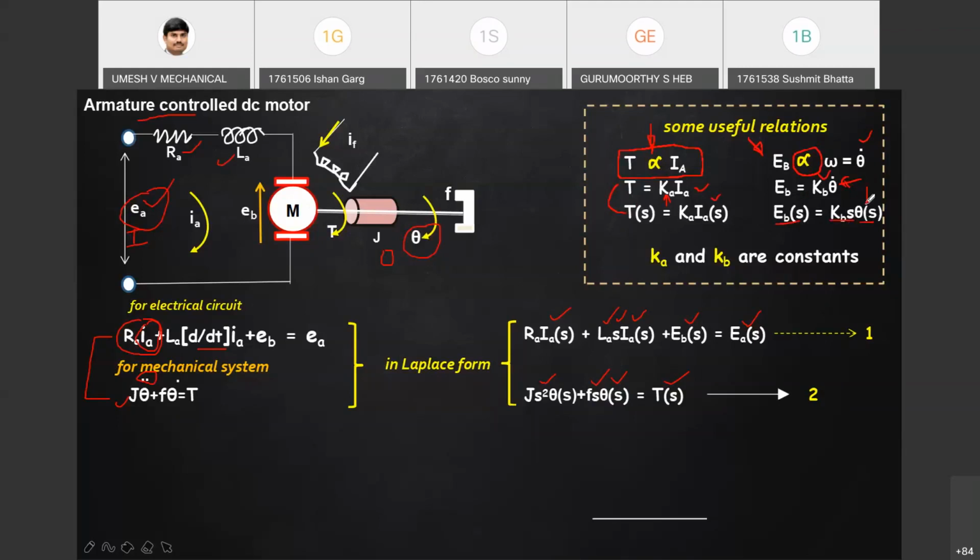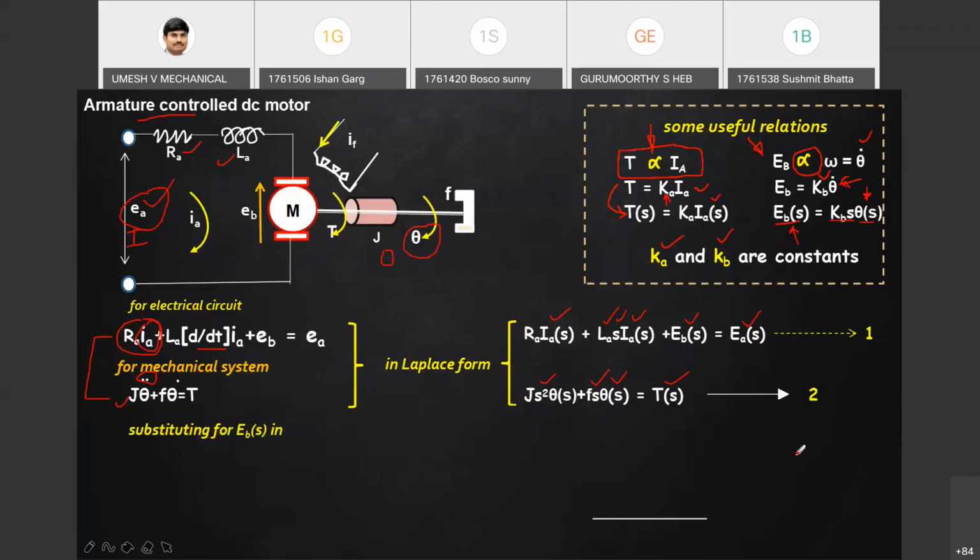You can stop me, chat or speak, in case I am telling something different than what has already been told. Remember, Ka and Kb are constants. So these two relations in the Laplace transform, one for T(s), one for Eb(s), you can use either in equation 1 or equation 2, and try to simplify to get one equation.